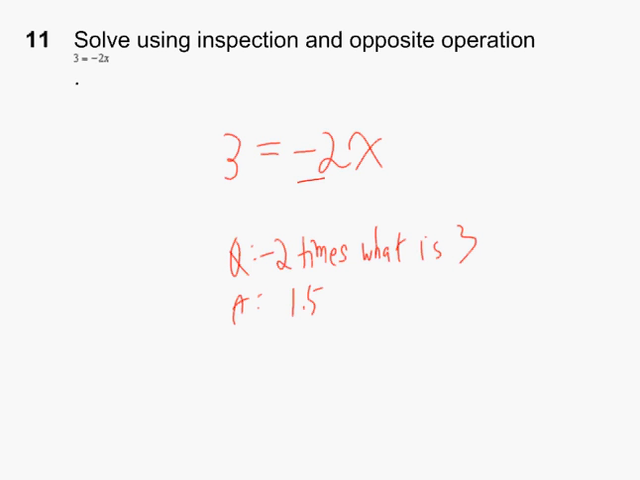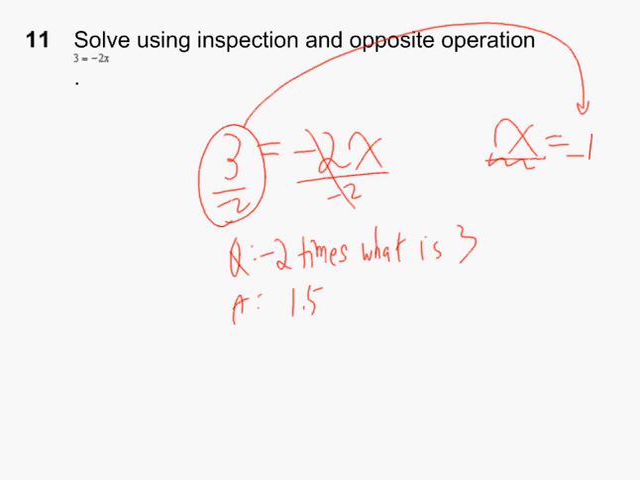Using opposite operation, I'm going to divide both sides by negative 2. And I'm going to get x equals, oh, that's not an equal sign. X equals 3 divided by negative 2, which is negative 1.5.